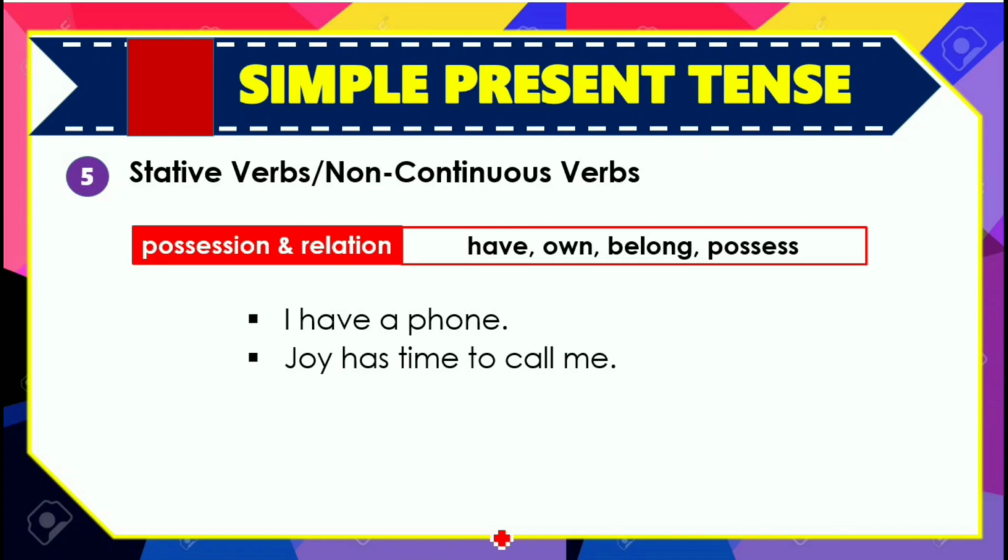Another use of stative verbs is when you talk about possessions and relation, like when you use these verbs have, own, belong, or possess. For example, I have a phone. Or Joy has time to call me. I is our subject, and this is our stative verb, while Joy is our subject in the second sentence and has is our verb. Joy is singular while has is also singular.